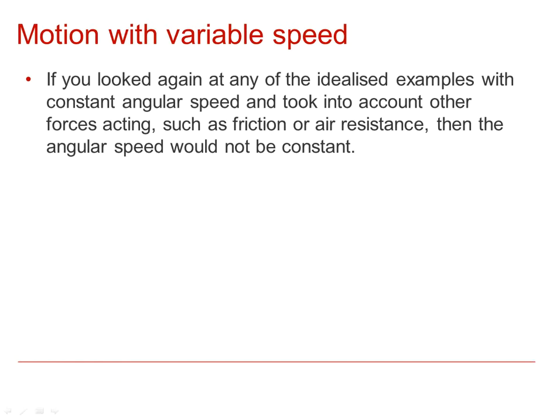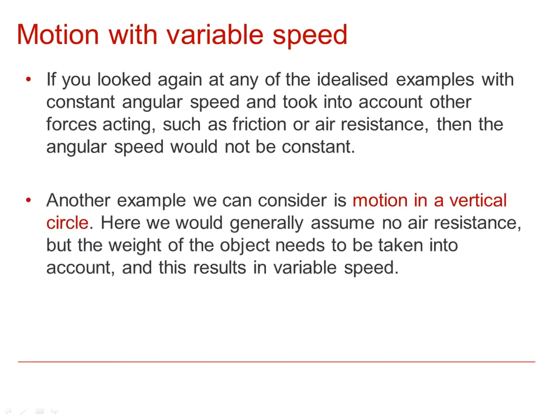There are other situations where the speed can vary, and one of these is the idea of a vertical circle, where the weight of the object needs to be taken into account, as this produces a force which gives us an acceleration around the circle itself, in the direction of the circle.